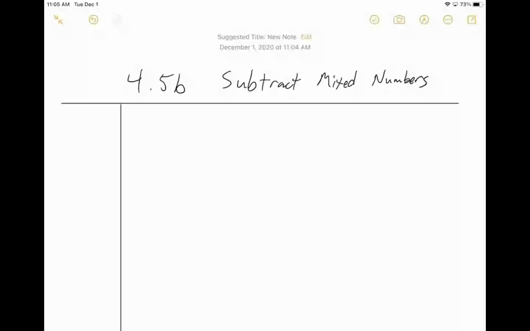I'm going to show you two different methods to do your subtraction, and you get to choose which one you like. I think there are advantages and disadvantages for both. So let's go ahead and dig on in and see what we got.